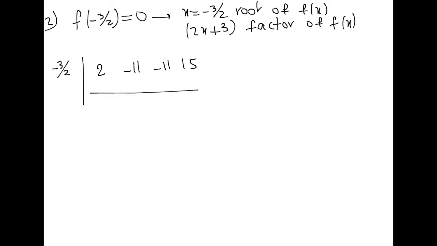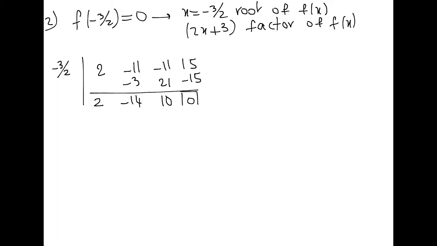So synthetic division: we drop the first coefficient, then 2 times negative 3 over 2 is negative 3. Their sum is negative 14. Then negative 14 times negative 3 over 2 is 21. 21 minus 11, that's a 10. 10 multiplied by negative 3 over 2, that's a negative 15.